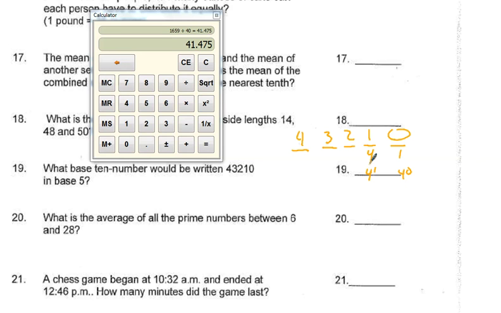Yes? Oh, not much. We only have three problems, including this one.